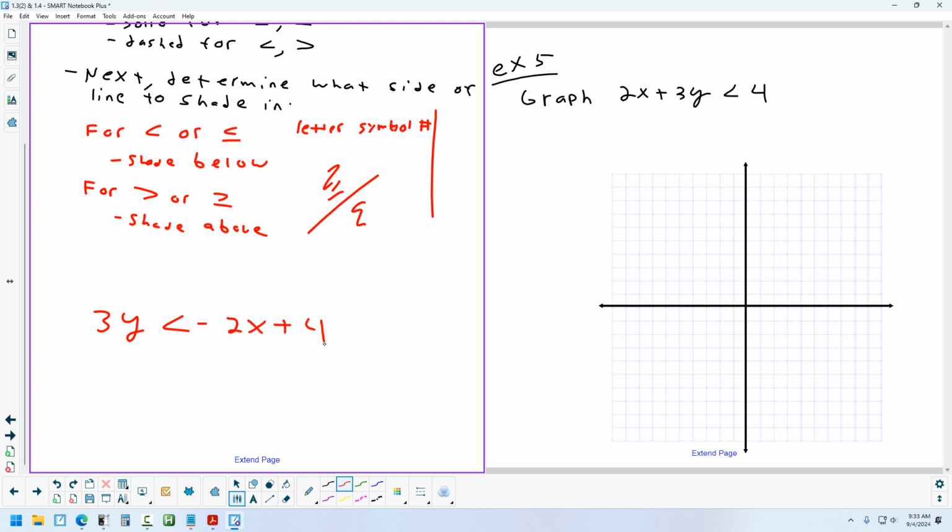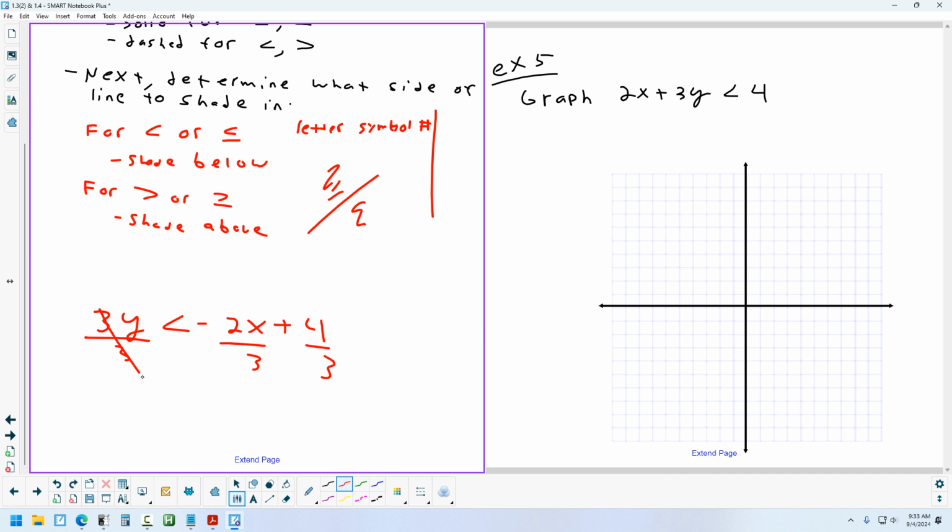Okay, it's better. It's still not quite what we want. What would be the last thing we would need to do? Yep. Divide both sides by 3. Divide by 3. Now, before I go any further, you have an inequality here. What do you have to be careful about when you divide when there's an inequality symbol in that problem?